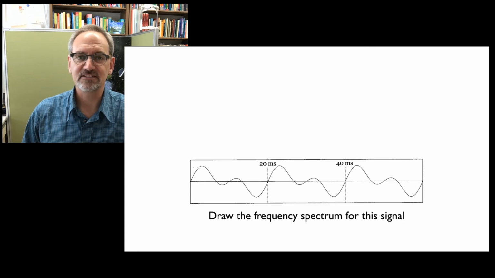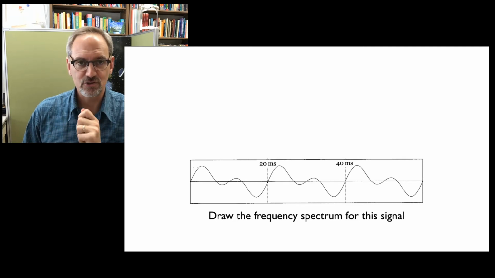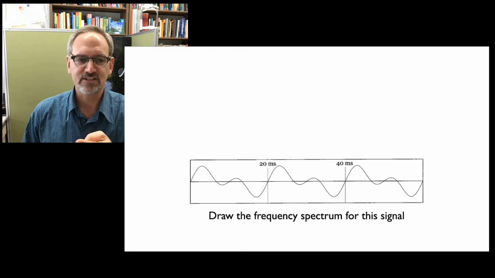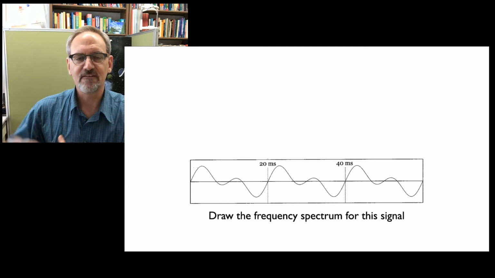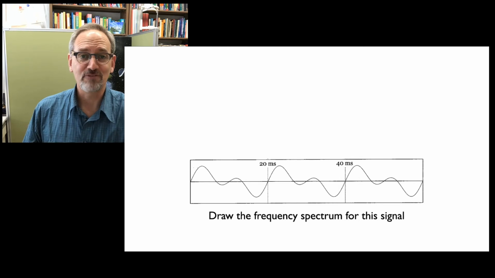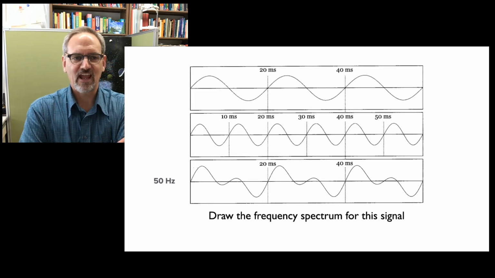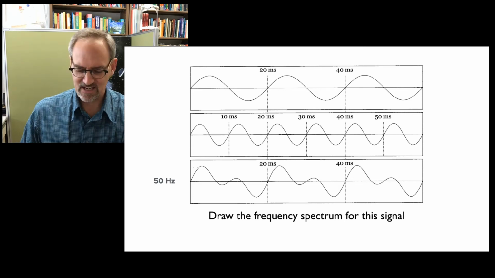Here I have a complex vibration, and I want you to draw the power spectrum. Well, I'll tell you the components. It's made up of simple waves. So it's a complex wave that takes 20 milliseconds to repeat itself. Therefore, it repeats itself 5 times in 100 milliseconds, or 50 times every second. So it's 50 hertz, and it's made up of two components, a 50 hertz component and a 100 hertz component.